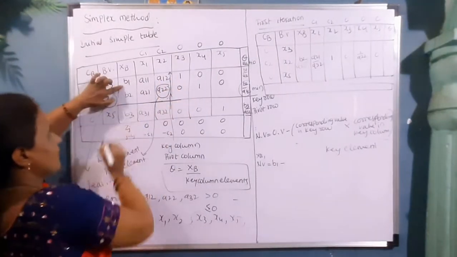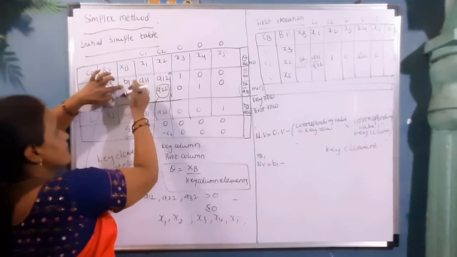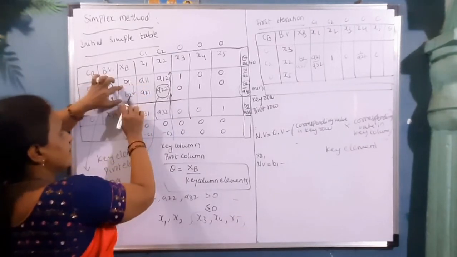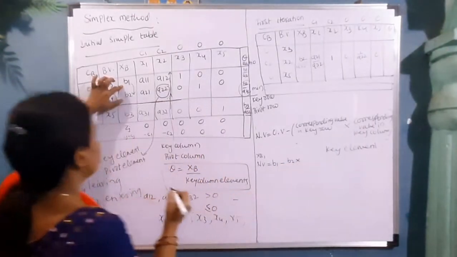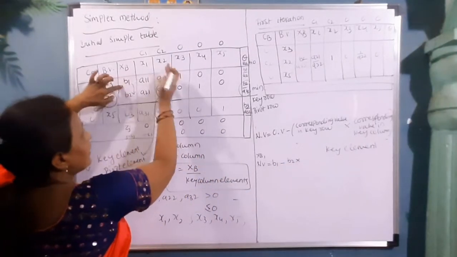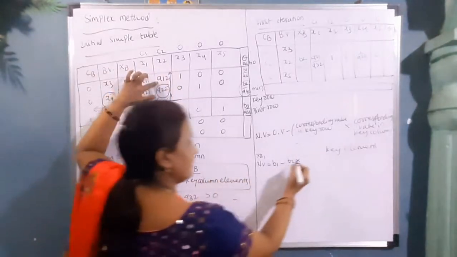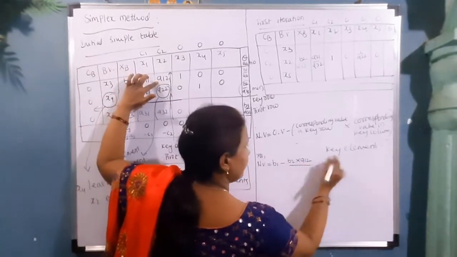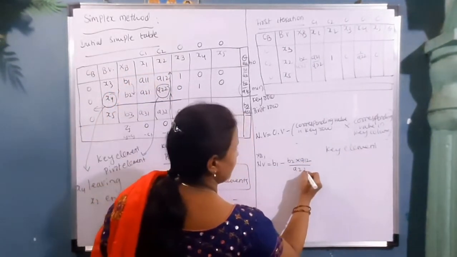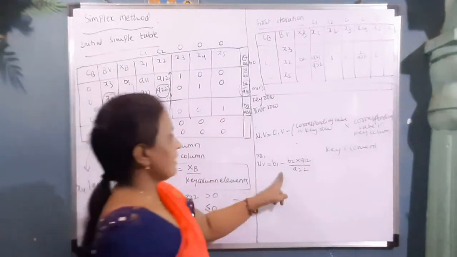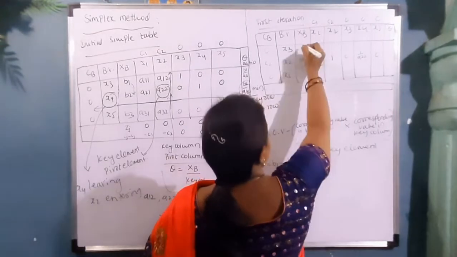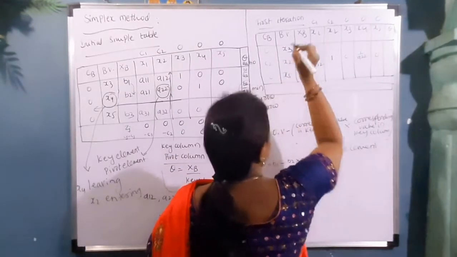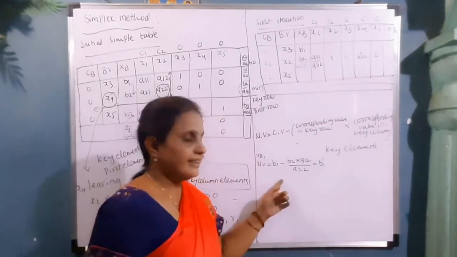B1 old value minus its corresponding value in key row is B2, into its corresponding value in key column is A12, divided by key element is A22. So this value here we have to write. Suppose it is B1 dash. I will denote this as B1 dash. See, any doubt in this one?